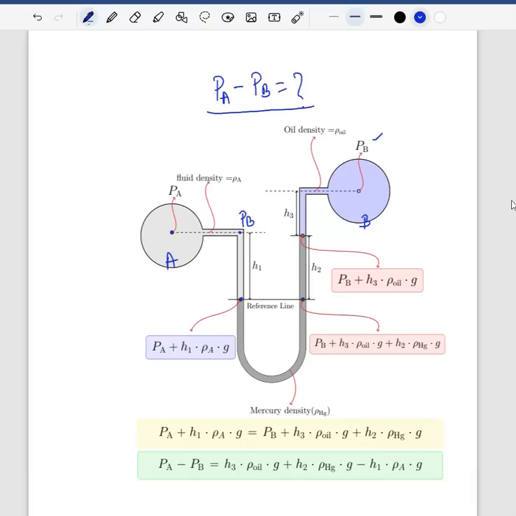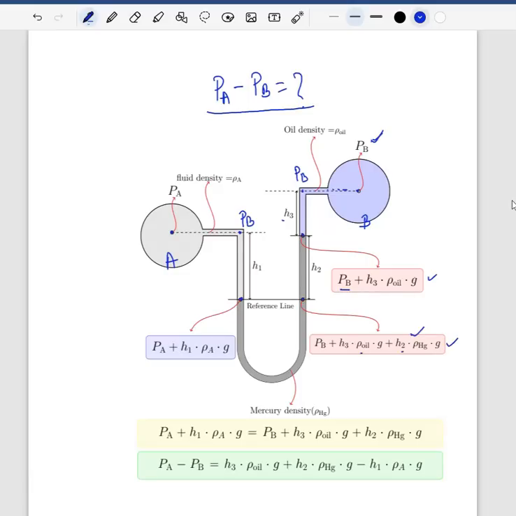Now first, here at the center of the pipe the pressure is PB. Now from here if we again draw the horizontal line, here also the pressure will be PB. If I go down here, that liquid height is H3, so here the pressure will be PB plus H3 into density of oil, rho oil, into g. Now if I go down again, the pressure will increase because of the manometric liquid: rho oil into g plus H2 rho Hg into g.